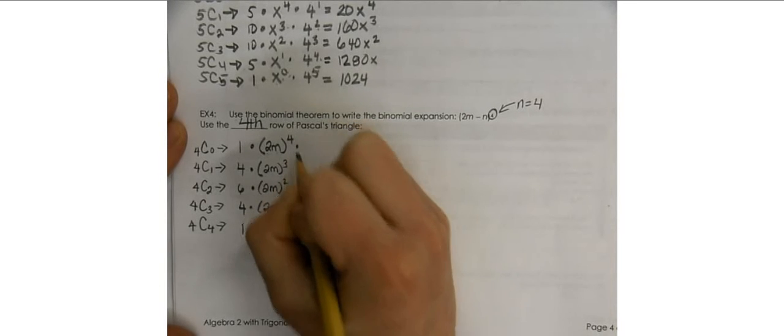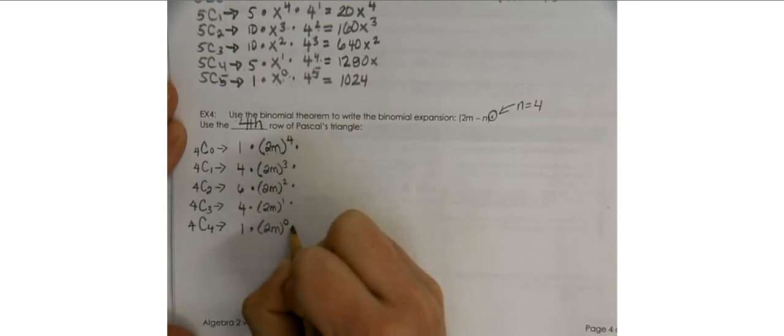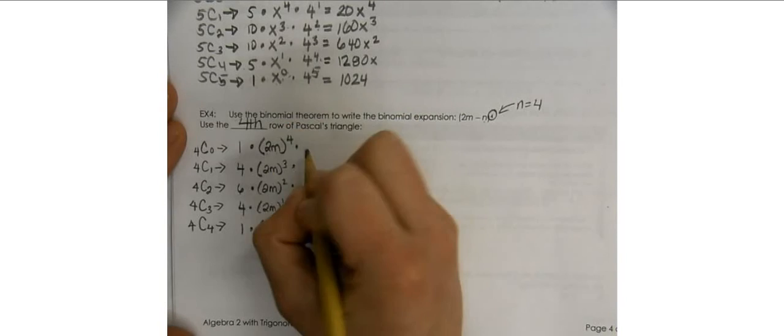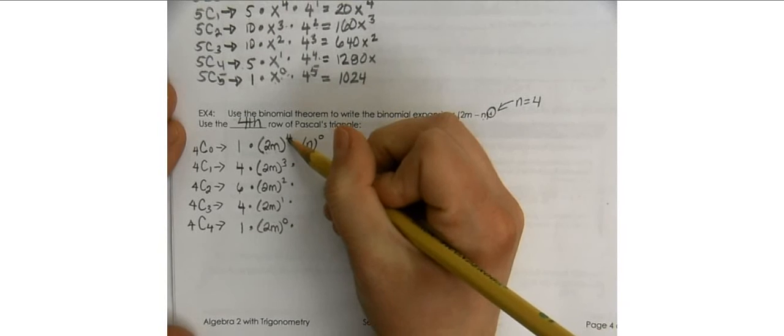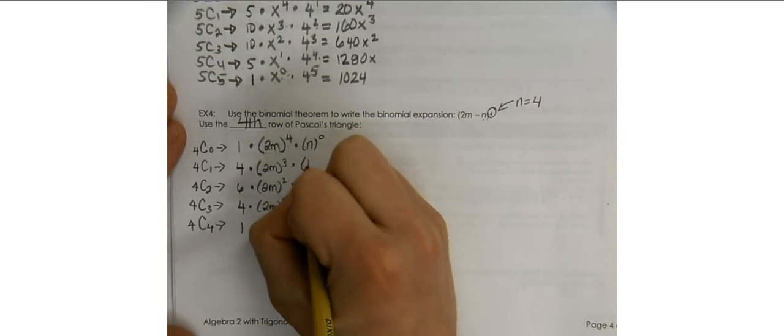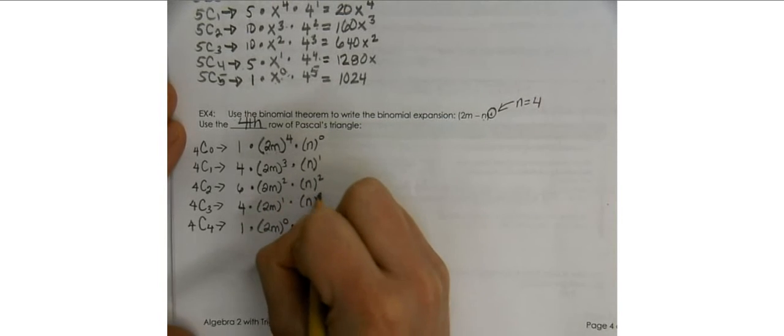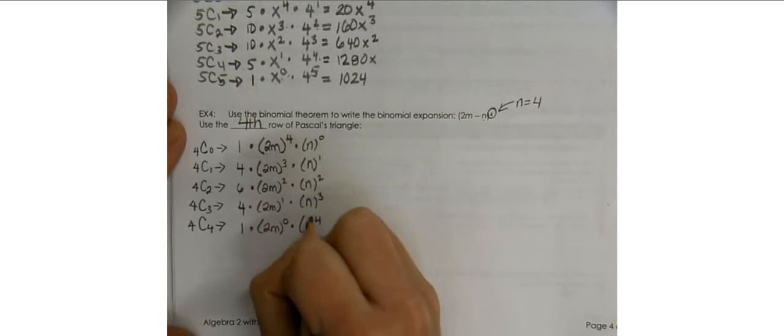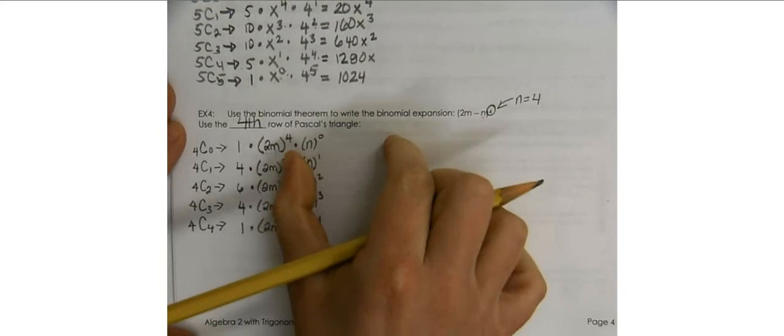(2m) squared times (2m) to the 1st power times (2m) to the 0 power times, going straight down, I'm going to take my second term, which is n, and I'm going to raise n to the 0 power because we're going in increasing form. So I'm going to use my exponents backwards. So n to the 0 power times n to the 1st power times n to the 2nd power times n to the 3rd power times n to the 4th power. Now I'm going to come up with every single term by cleaning up my products.